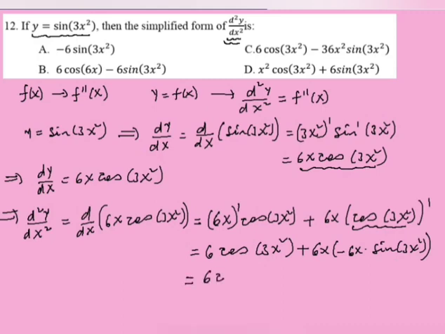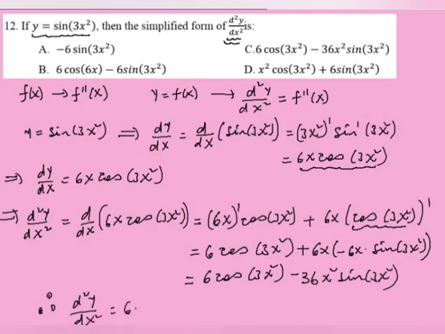Therefore this becomes 6 cos 3x squared minus 36x squared sine of 3x squared. Therefore, the second derivative of this function becomes 6 times cosine of 3x squared minus 36x squared sine of 3x squared. So this is our second derivative. Therefore, from the given choices, our answer will be C.